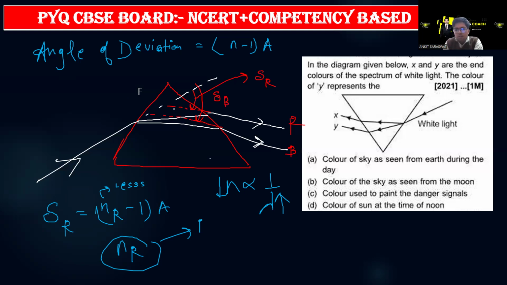Now you tell me, this is white light. We understand this is blue and this is red. Now what are we actually doing? We just rotate this. This prism base is coming up. Then what is going to happen?